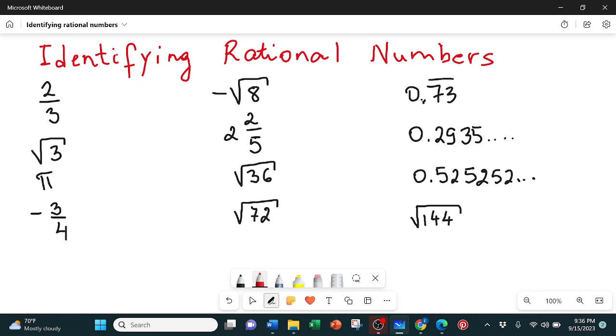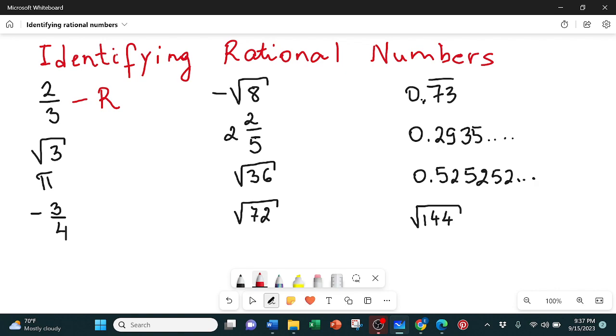2/3 is the first example. It's a ratio, so this is a rational number. Now let's take a look at the second one. Square root of 3, or radical of 3. What can we say about this number? Is this a rational number? Now, in order to identify the rational number in this case, we're going to take a look at the number underneath the square root. And this is 3.